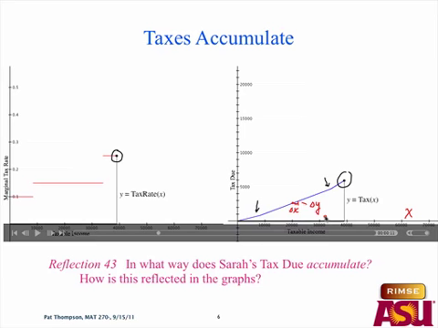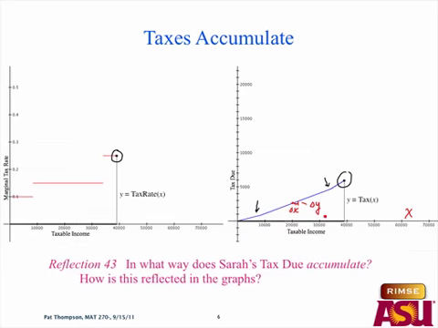Okay? And so every time you earn 50 cents, what happens to your tax? It goes up. A lot or little? A little. Okay, it's the idea of accumulation. As your taxable income increases in little bits, your tax due will increase in little bits throughout the year. And that can be represented, say, by delta y's for small delta x's.